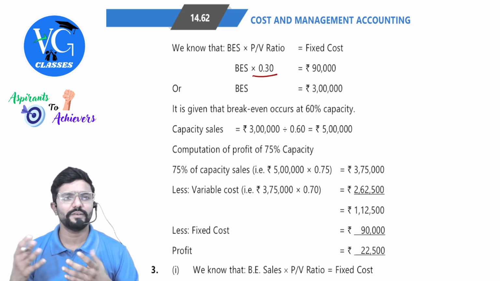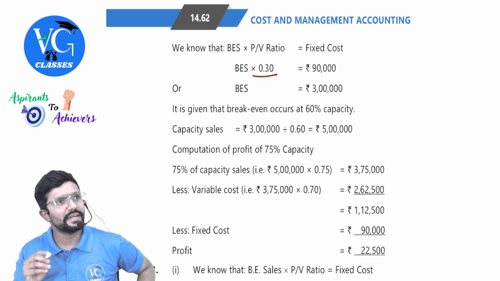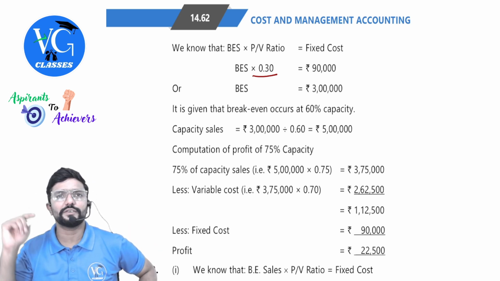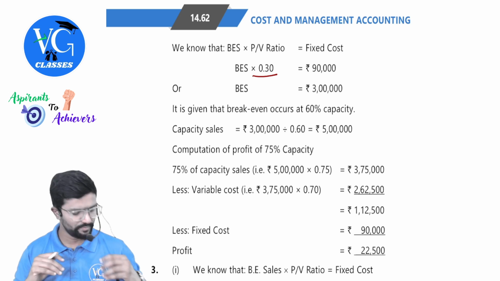Actually, they would have straight away put the break-even sales formula only. I don't know why they have interchanged the positions. So straight away, break-even sales is equal to fixed cost divided by PV ratio.